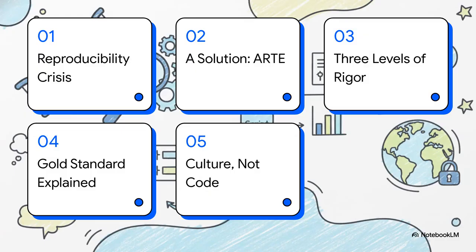So, here's what we're going to cover. First, we'll dig into what this reproducibility crisis is all about. Then, we'll introduce the RTA workflow as the solution and break it down into 3 different levels of rigor. We'll also unpack what the gold standard actually means and wrap up by talking about why this is really about building a new culture, not just learning to code.